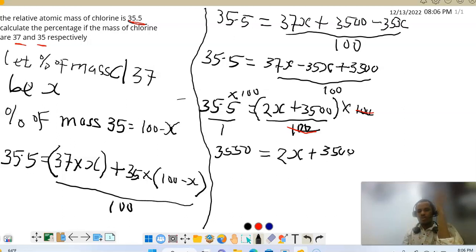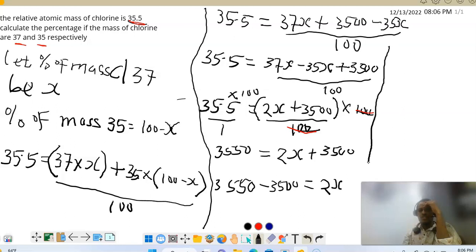So this 3,500 and 3,550 are like terms. Now this one we transfer to the other side, and you know it carries positive. When we transfer to the other side, it will be minus. 3,550 minus 3,500 is equal to 2X. Then when you subtract these two, if I use the upper part of the blackboard, 3,550 minus 3,500, you get 50 is equal to 2X.